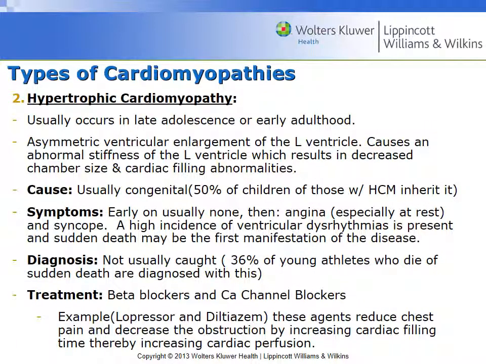Hypertrophic cardiomyopathy occurs usually in late adolescence or early adulthood. These are the young people who drop over dead on a sports court most often. Asymmetric ventricular enlargement of the left ventricle causes an abnormal stiffness of the left ventricle, which results in decreased chamber size and decreased cardiac filling abnormalities. The cause is usually congenital, and 50% of these children with hypertrophic cardiomyopathy have inherited it.